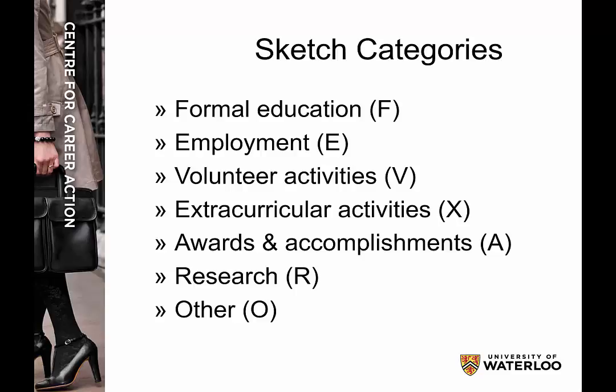Different layers of the sketch are submitted to some med schools, and we will discuss this when we talk about the individual schools. These are the 7 categories that you can choose from for the sketch: formal education, employment, volunteer activities, extracurricular activities, awards and accomplishments, research, and other. The letters in brackets are the abbreviations that OMSAS uses. We will go through each section of the sketch shortly.